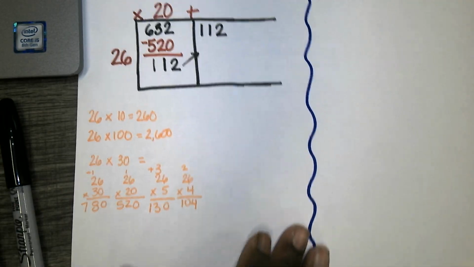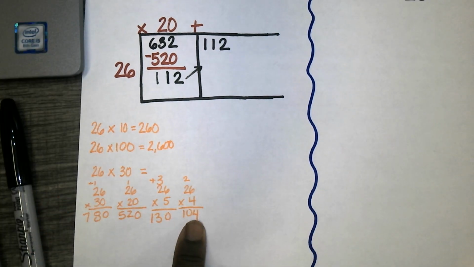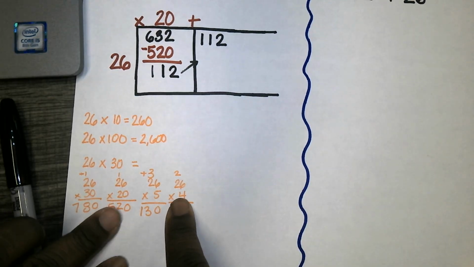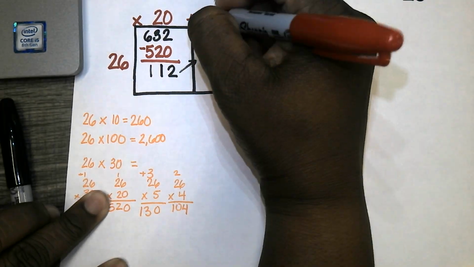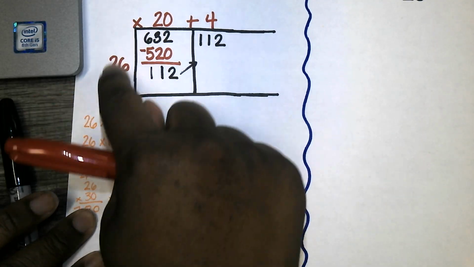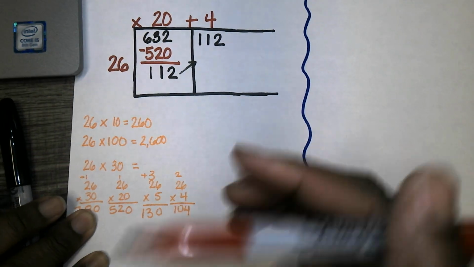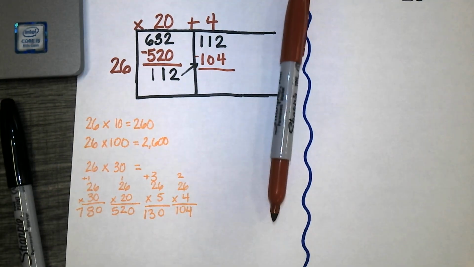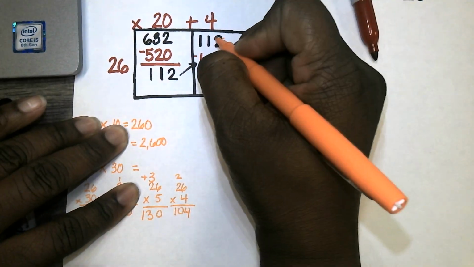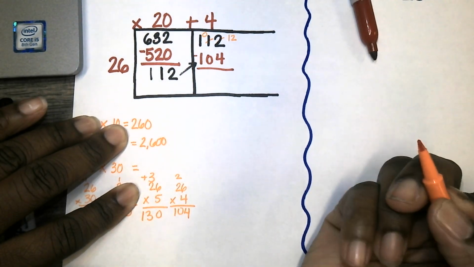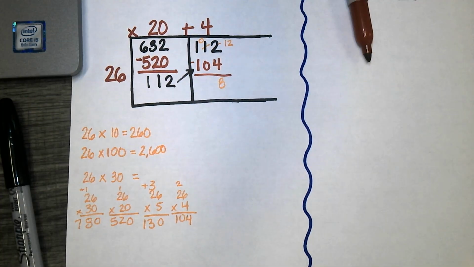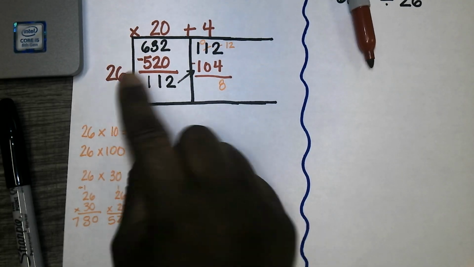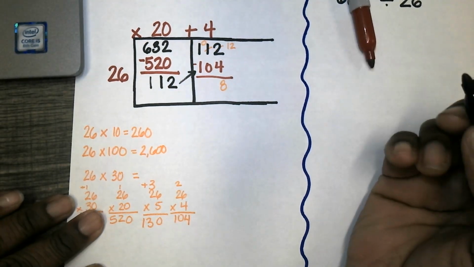And that's 104. That's less than this. So that means I get to use 26 times what number? 4. So we're going to put that there. And 4 times 26 gave us 104, which has to be subtracted from this number right here. And because we need to regroup, okay, 12 minus 4, we have 8 left. This is not enough to get a group of 26, okay? So this becomes our remainder, all right?